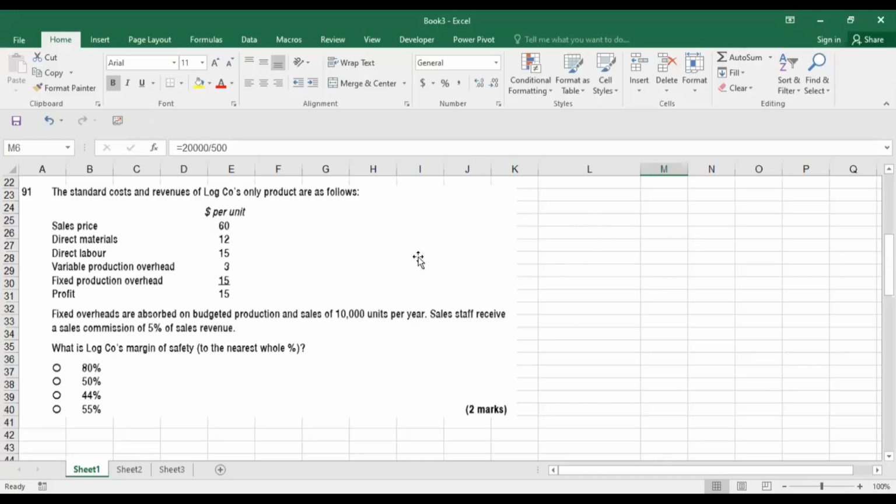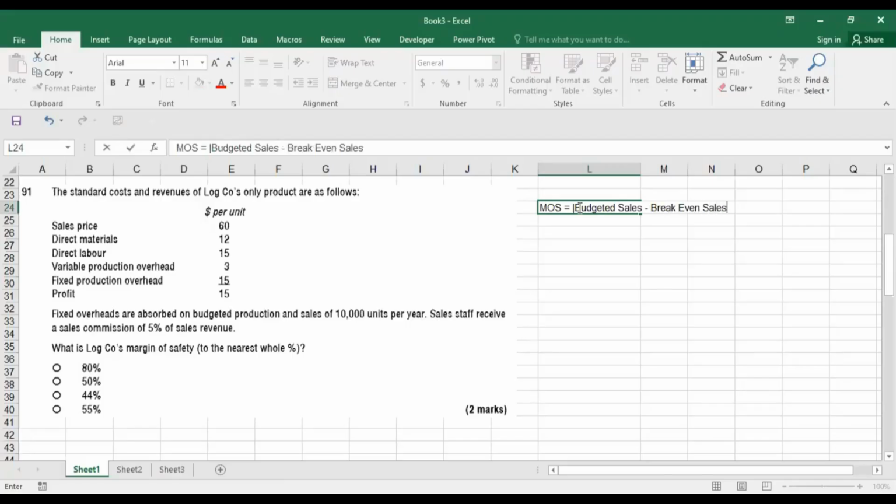So they ask you to calculate margin of safety. We know that margin of safety, MOS, is equal to budgeted sales minus break-even sales. And budgeted sales they have given us, these are 10,000 units. We need to calculate our break-even point first, okay?